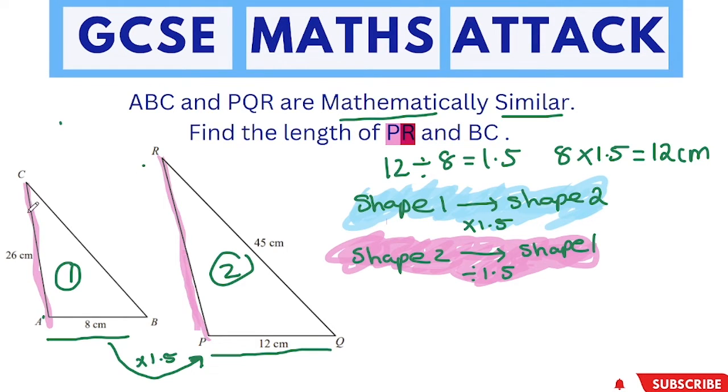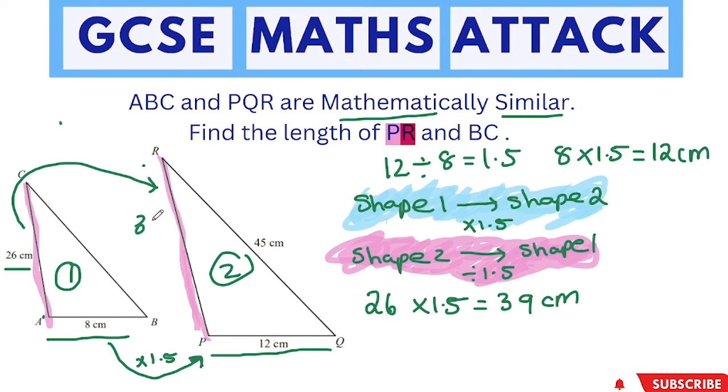So I'm going from shape 1 to shape 2. What did I say from shape 1 to shape 2? I must multiply by 1.5. So what I'm going to do is 26 times 1.5, and if I place that in my calculator, I will get 39 centimeters. So I know that PR is 39 centimeters.